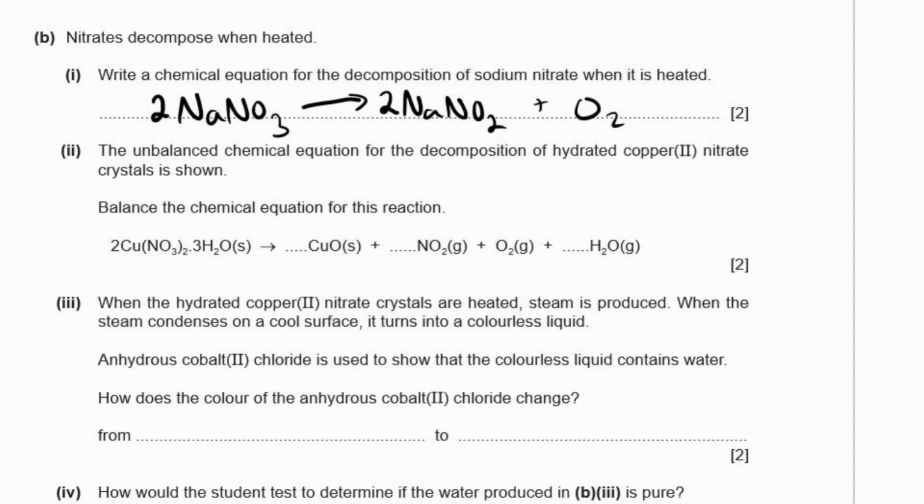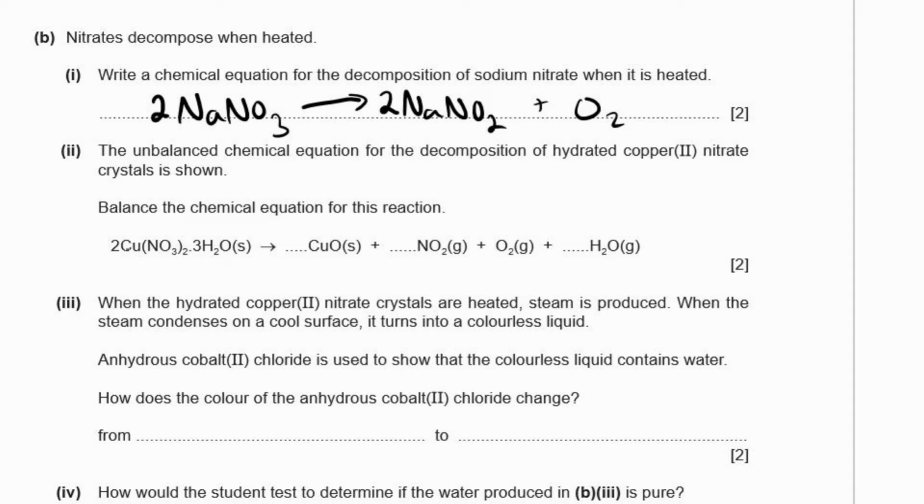Good. 2. The unbalanced chemical equation for the decomposition of hydrated copper 2 nitrate crystals is shown. Balance the chemical equation for this reaction. Okay, this one's a bit more tricky, but it's still the same thing. You just have to trial and error it. So I'll do it in pencil first. We have 2 coppers over here, which they're saying don't change. This is the trick. When you have the dot, that's the hydrated. That means there's not 6 hydrogens. There are 6 times 2, that's 12 hydrogens.